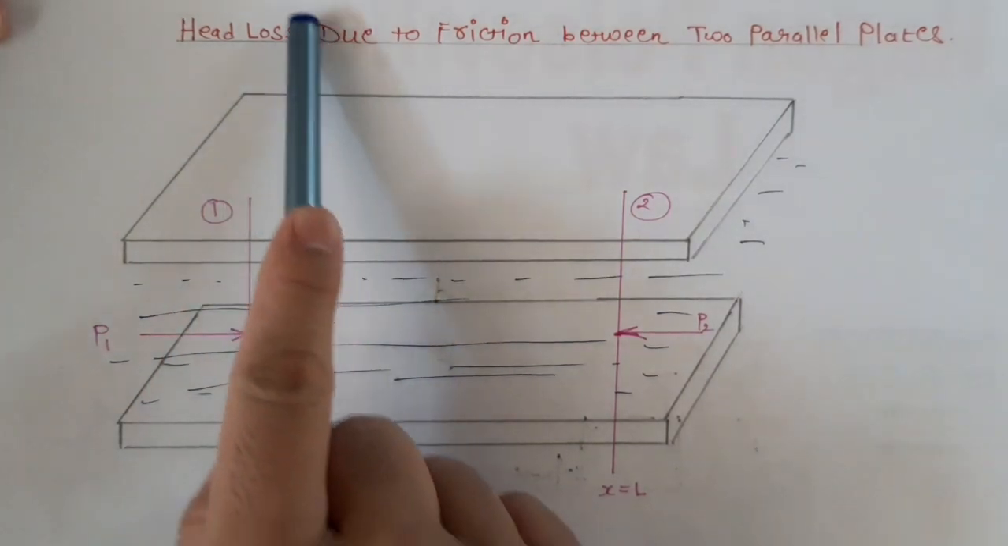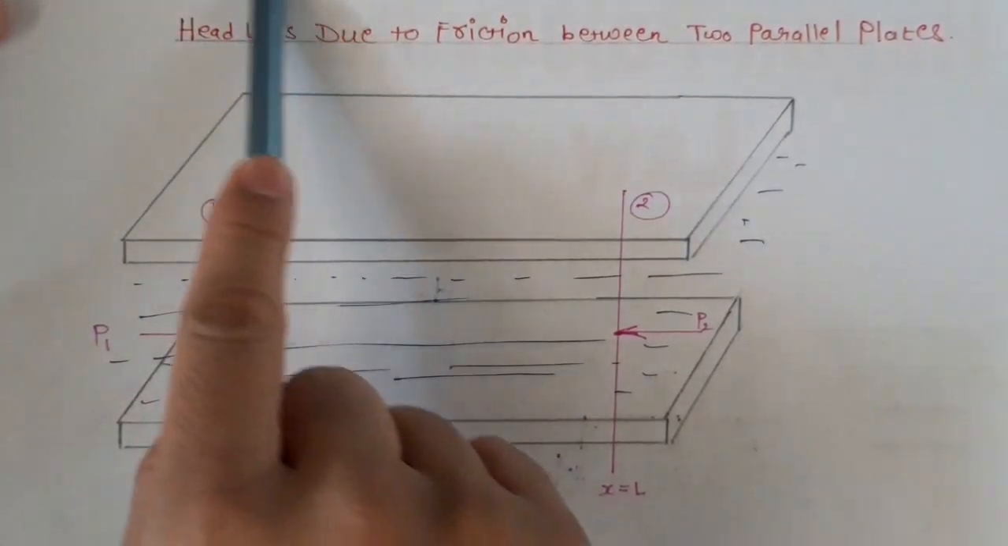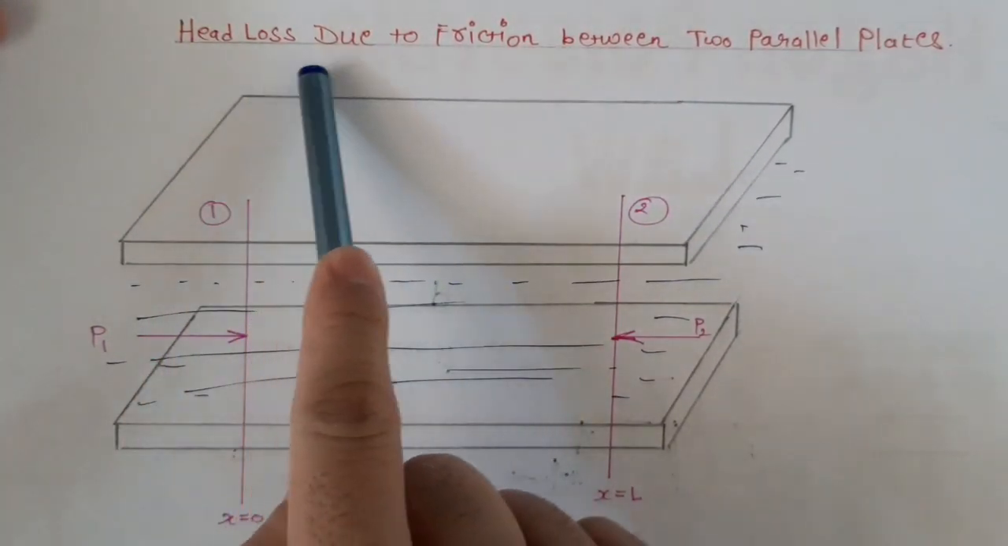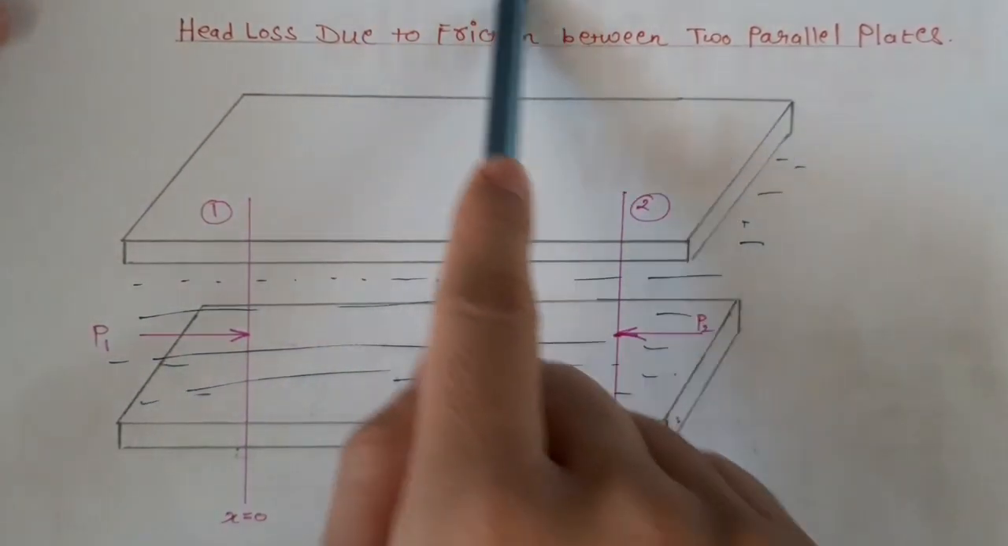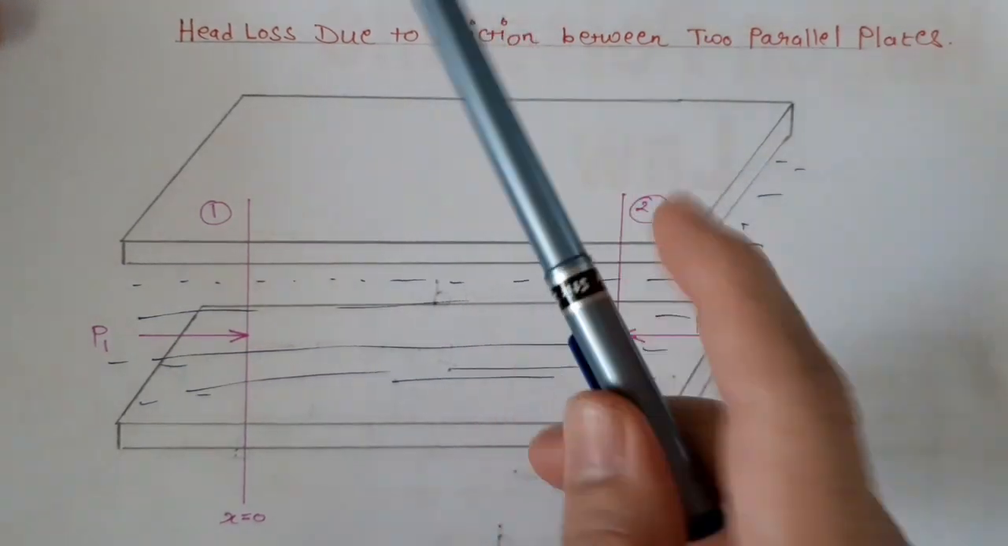Okay, so now what is head loss? Head loss is nothing but the pressure difference, and this pressure difference generally occurs due to the friction.